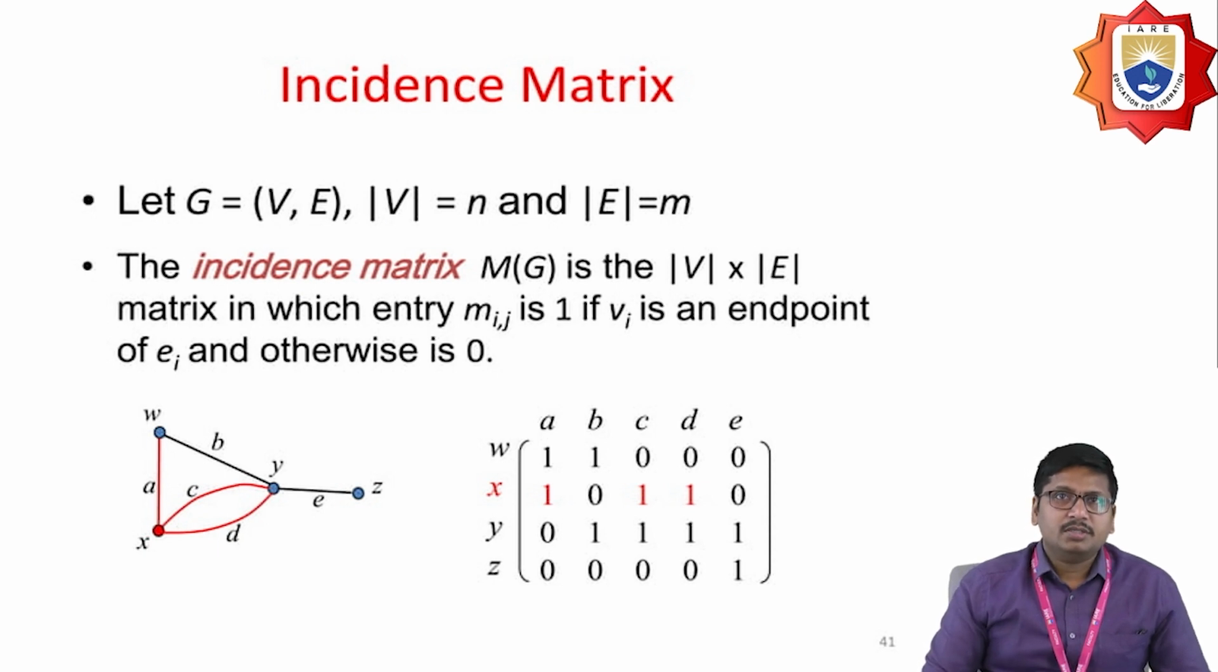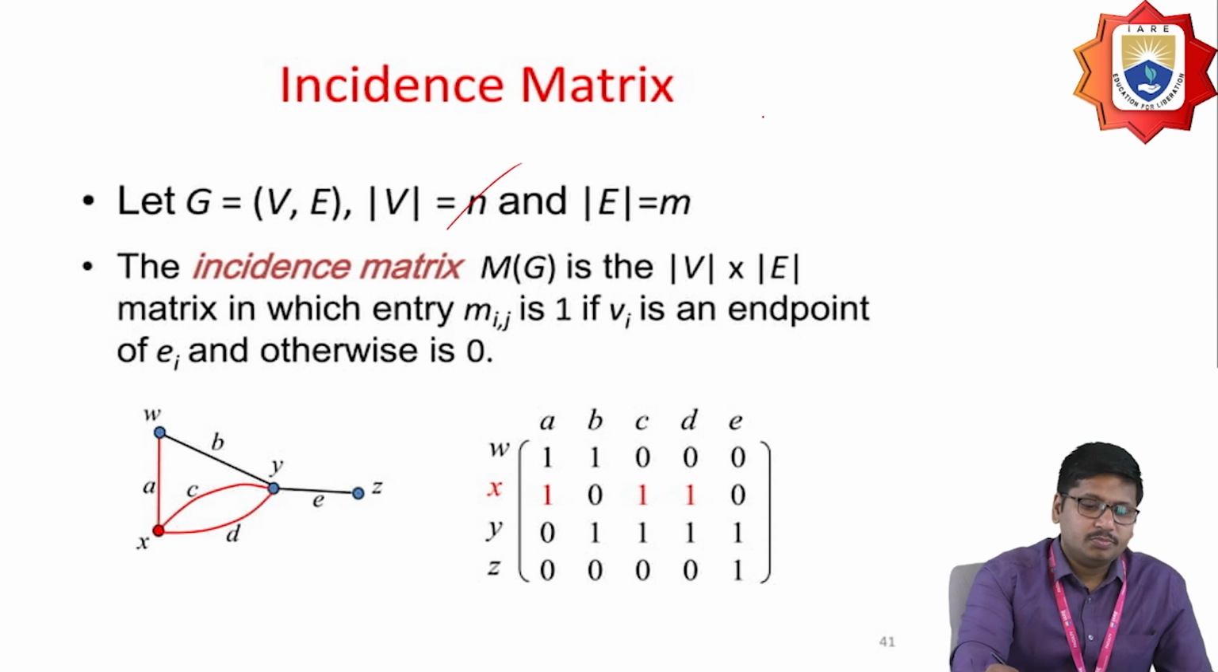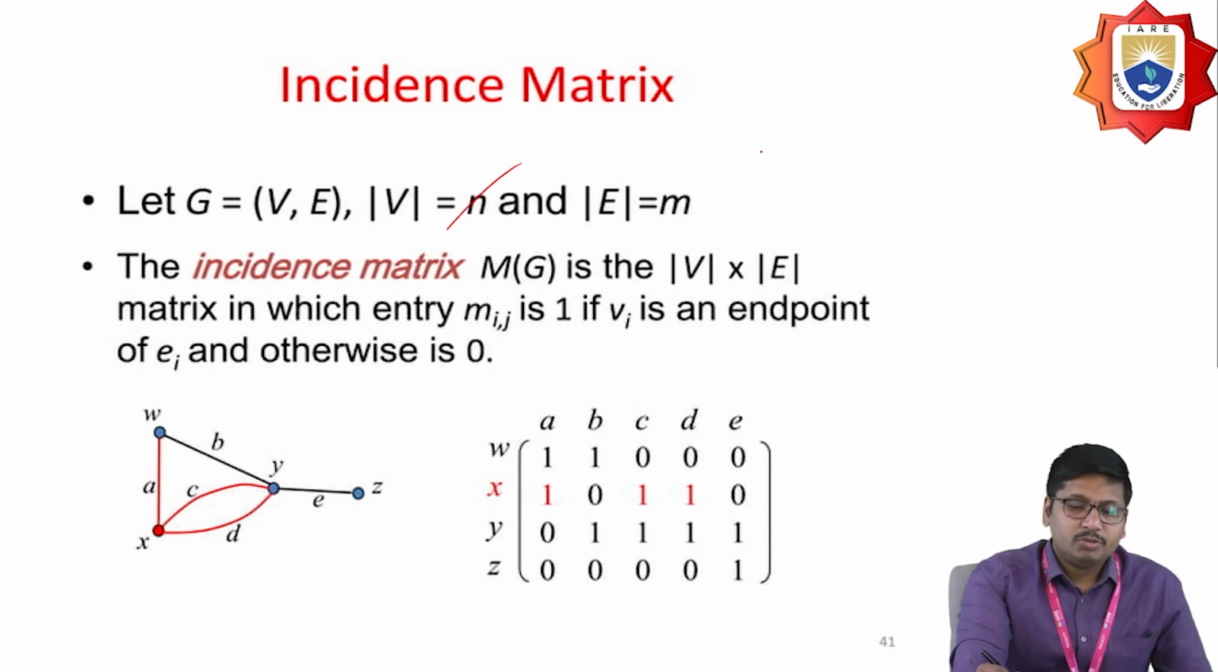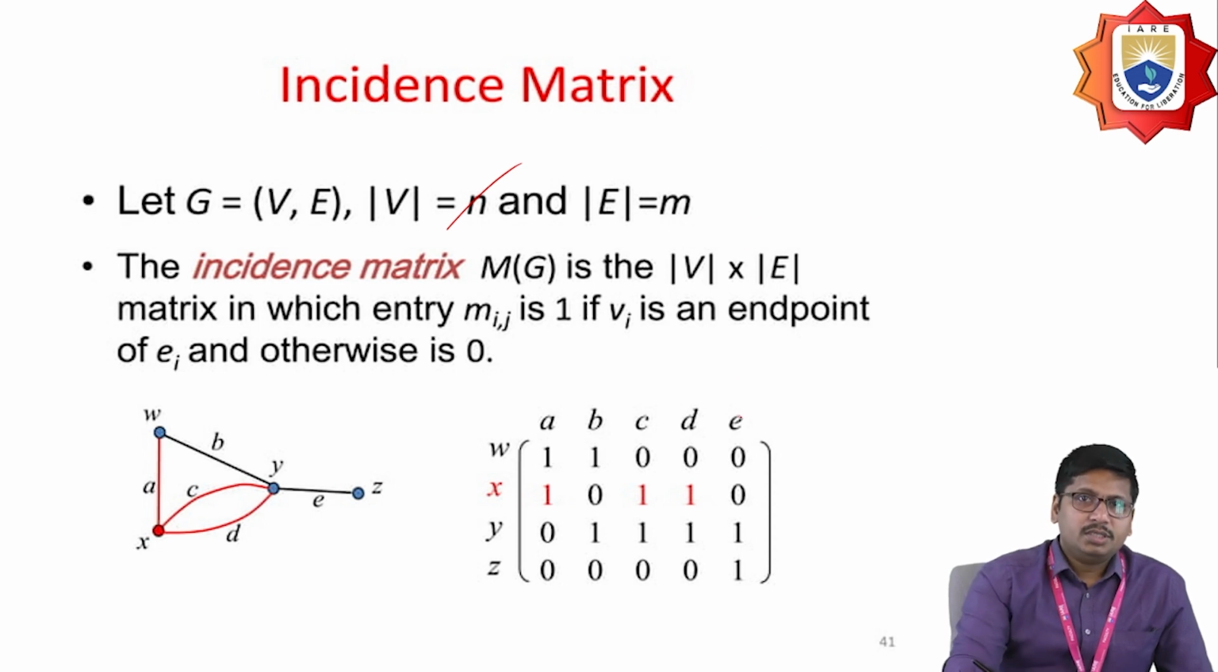So G be the set of vertices and edges, where mod V should be the number of vertices, and mod E should be the number of edges. So incident matrix means that if there is an endpoint of E, then it should be 1, otherwise it should be 0. So from W to A, there is an endpoint, that's why it should be 1, and W to B also 1, and from W to C it should be 0, and for X to Y, that should be 0.